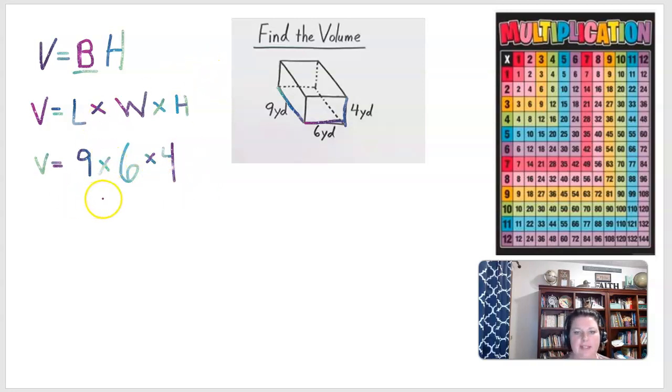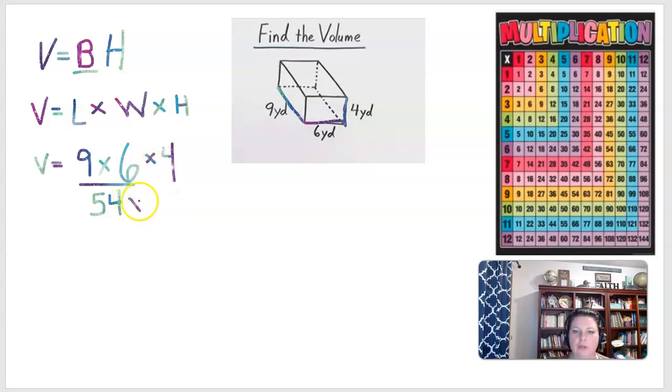It doesn't matter in which order you multiply these three numbers. So let's try 9 times 6 first. 9 times 6 equals 54. But just in case, I wanted to check with my multiplication chart. I'm going to scroll over on my 9s until I get to the 6s. So 9 times 6 equals 54.